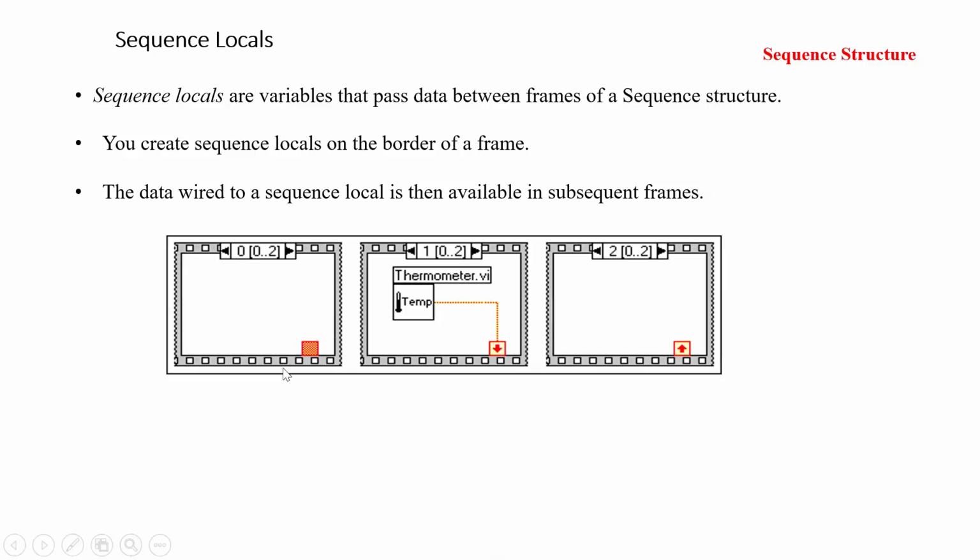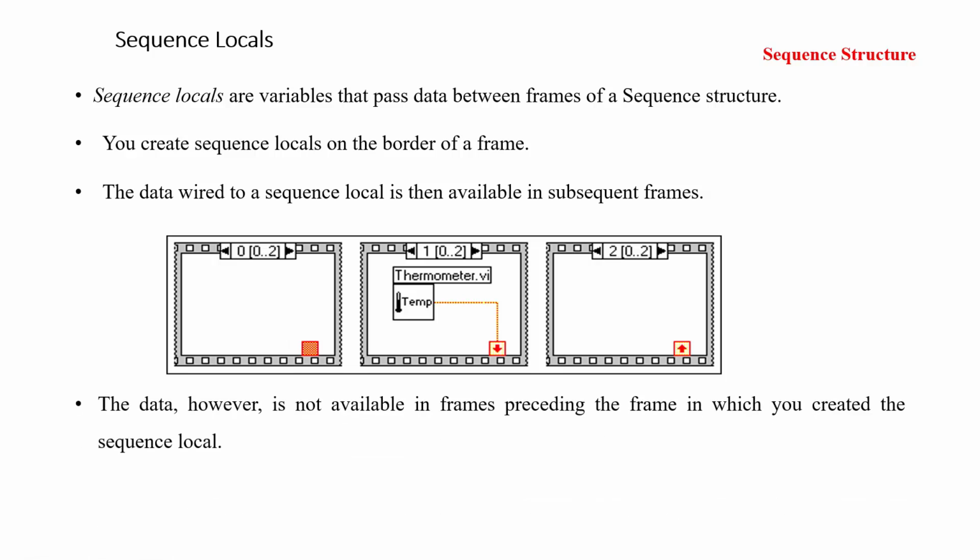Here it is shown that we have created a sequence local in frame 1. It will be available to frames 2, 3, 4, 5 and so on, but it will not be available in frame 0. The data is not available in the frames preceding the frame in which you create the sequence local. The VI displays only one sequence at a time.